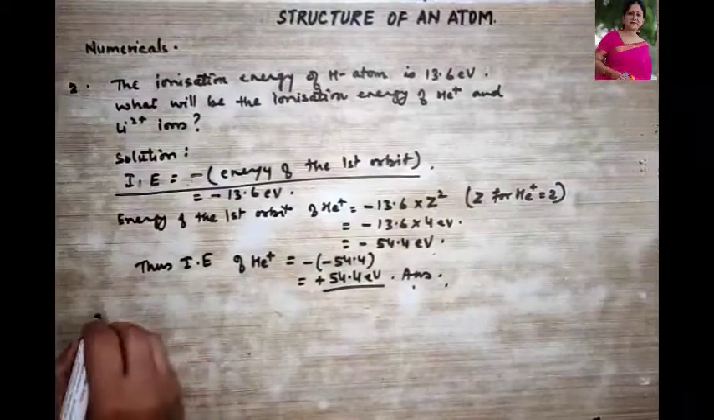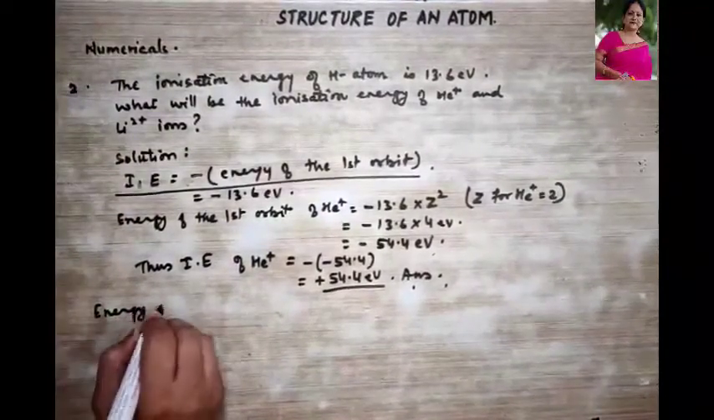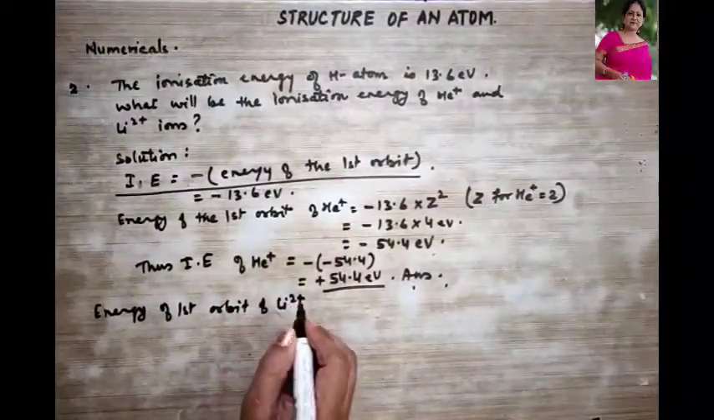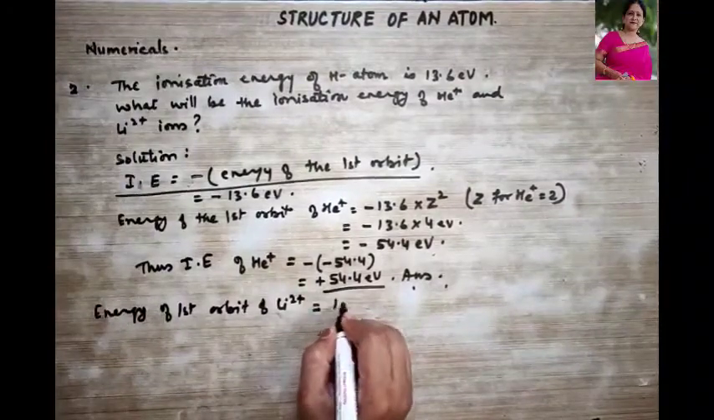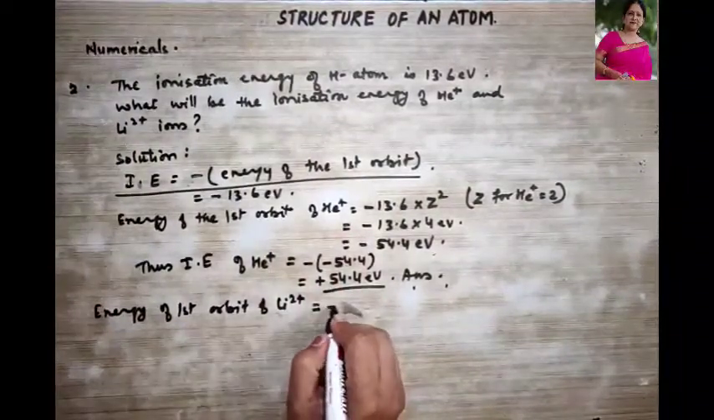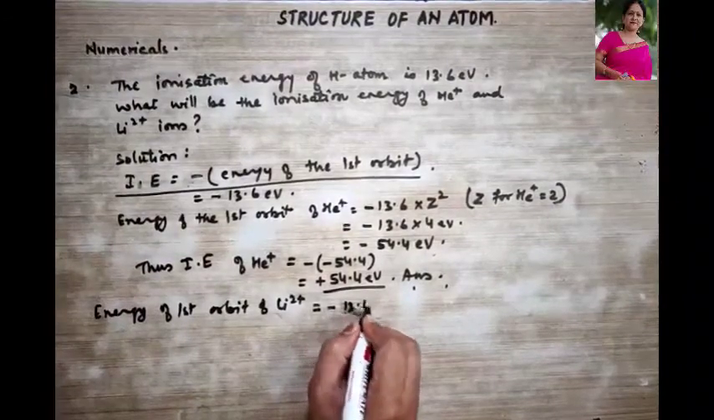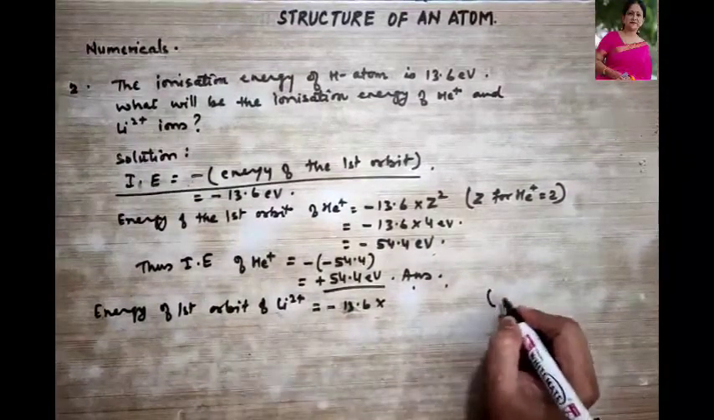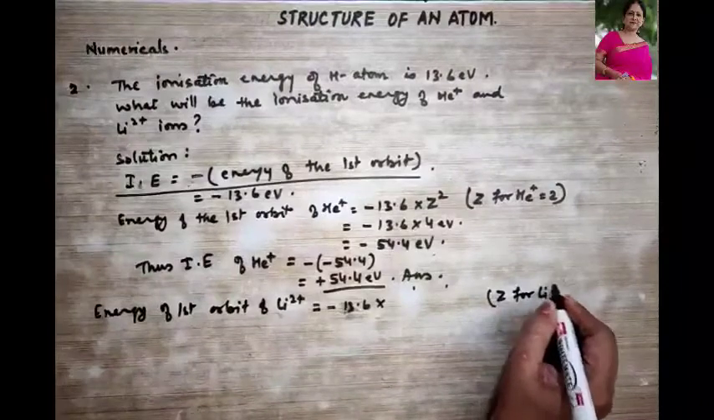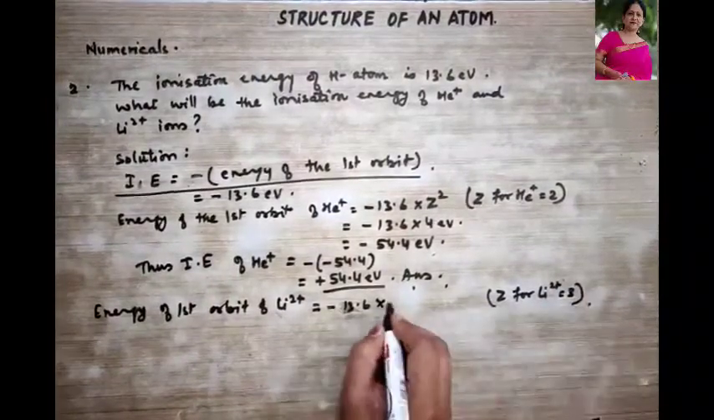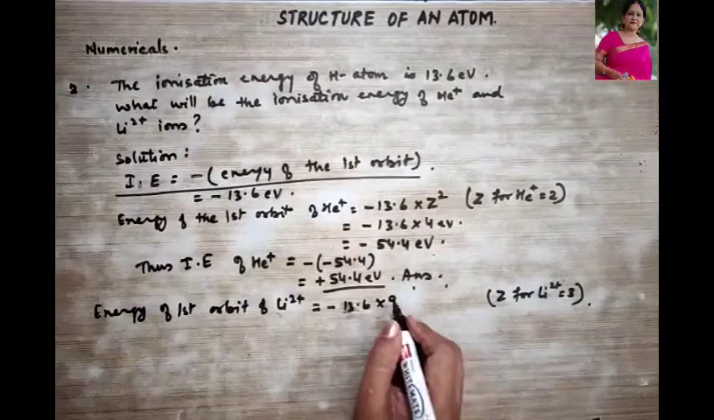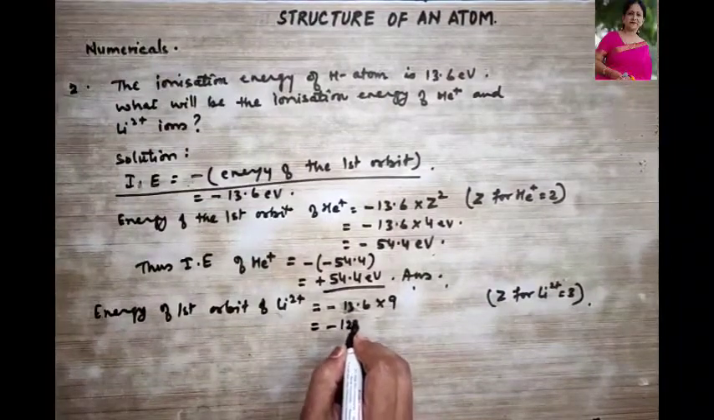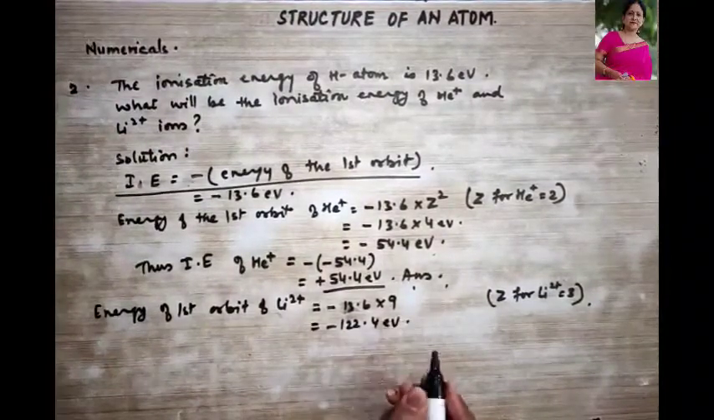Now let's do the energy of the first orbit of lithium 2 plus. Now this is equal to how much? It's minus how much? 13.6 into, now lithium, Z for lithium 2 plus is how much? 3. So this is 3 nines are 9. Okay, so this will become how much? Minus 122.4 electron volt.